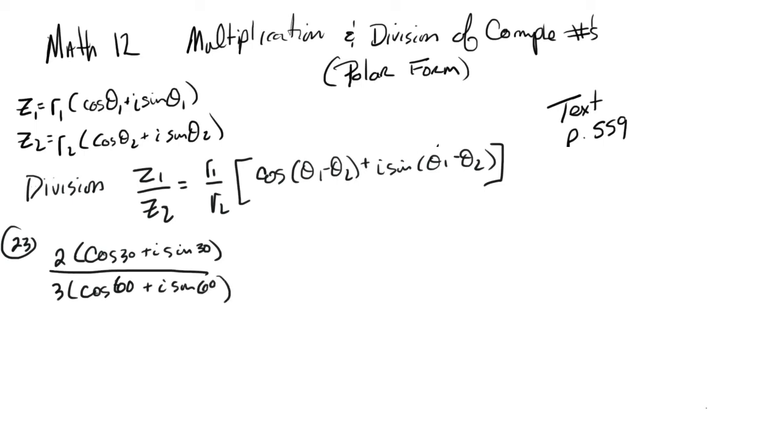Okay, so this one's going to have fractions. I'm not going to worry about it. So nice and easy. We're going to divide the front, so 2 over 3, just leave it as 2 over 3, and subtract the angles. Now 30 minus 60 is negative 30, plus I sine negative 30.